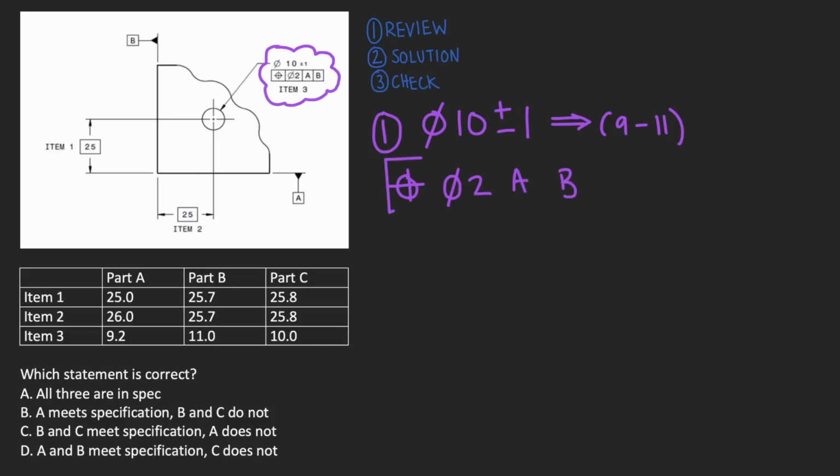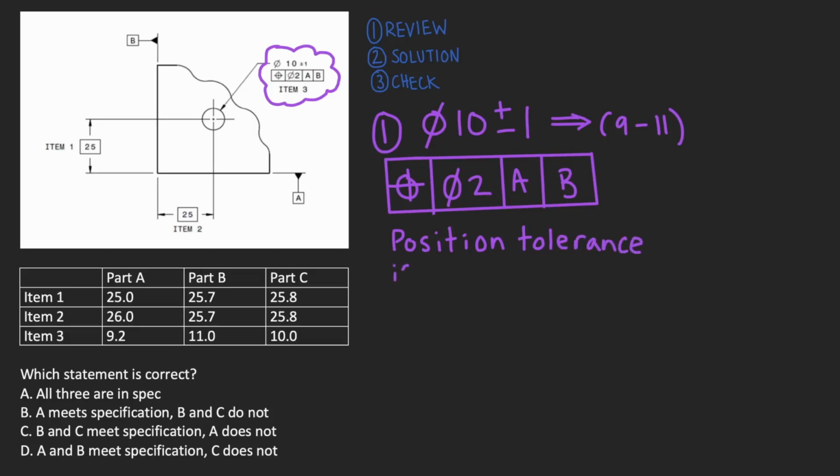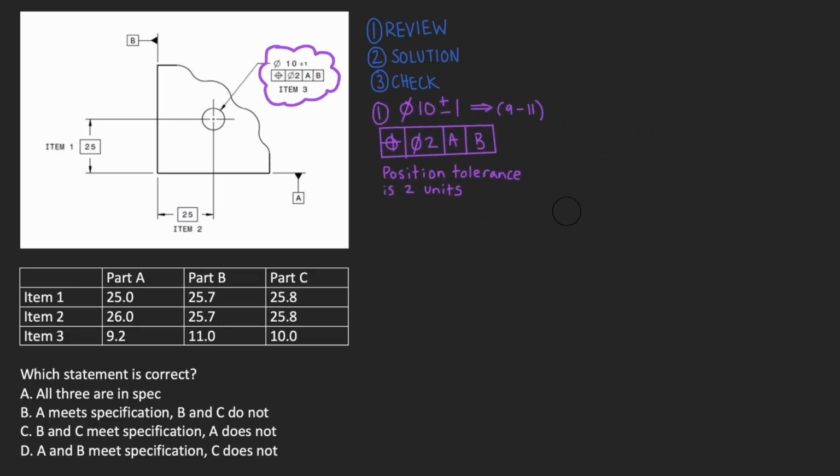So here we are told that we have a position diameter tolerance of 2 units, and that applies to datum A and B. So that means items 1 and 2 have an allowable tolerance of 2 units. And we're also told that item 3 has a diameter tolerance of plus or minus 1 unit, 10 plus or minus 1 unit. So that's the important information.